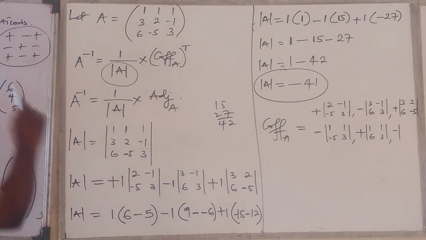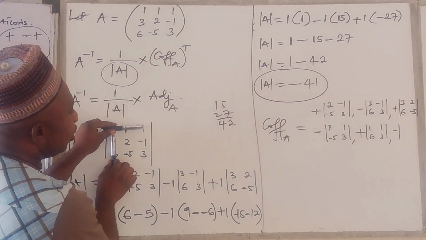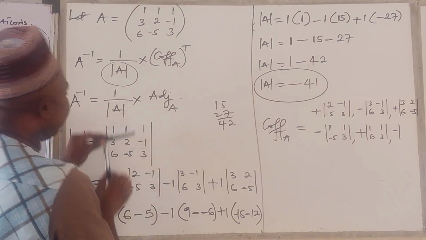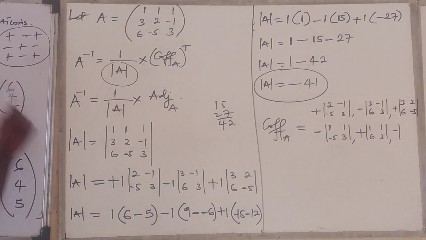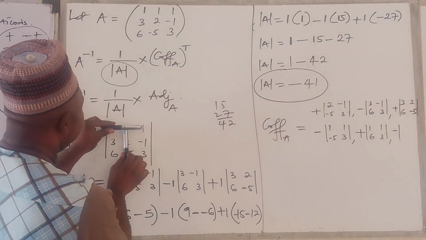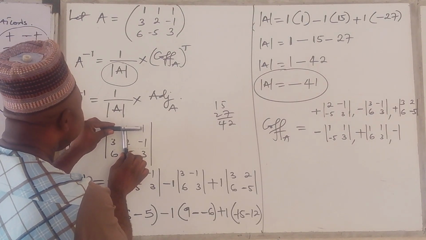Yes, you pick plus. The plus tallies with 1. You close this, you close this. We have 2 minus 1 minus 5, 3. Good. The next one is minus. It tallies with this. You close this, you close this. You have 3 minus 1, 6, and 3.